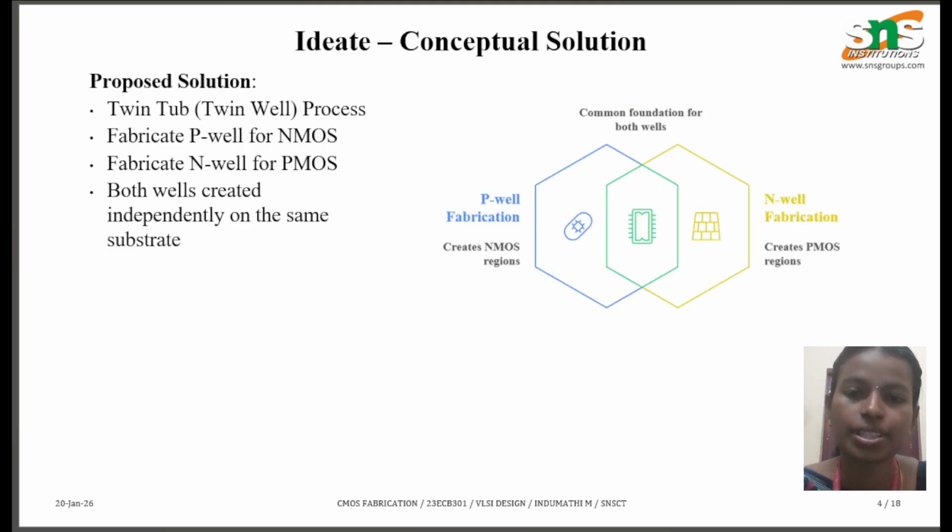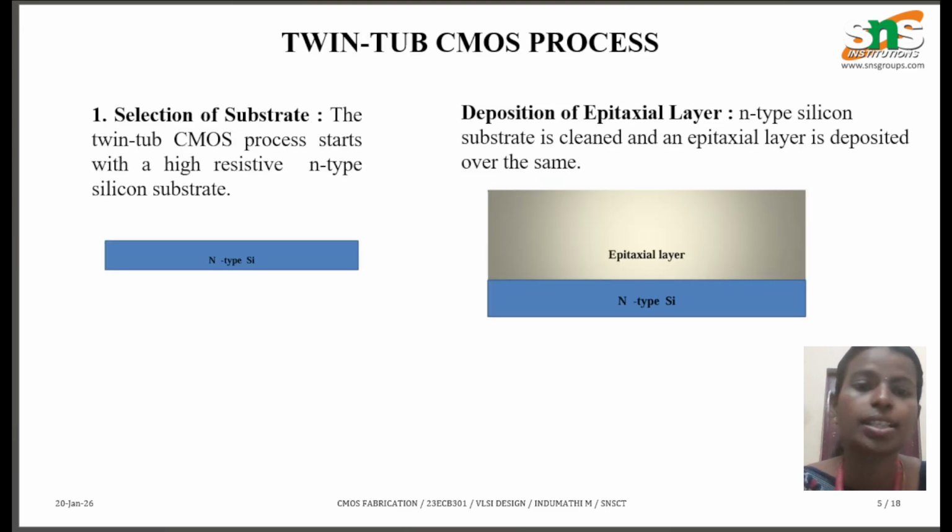So here is your first step. First, we'll be selecting a material. We select a lightly doped epitaxial silicon layer, and we'll be growing it on a heavily doped substrate, and it provides low noise and latch-up immunity. So here in twin tub, it uses both P well and N well.